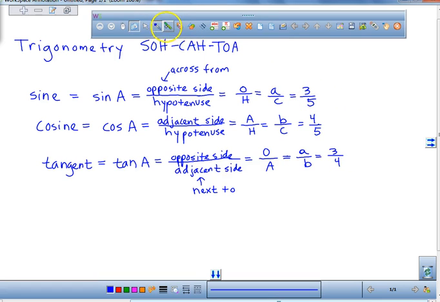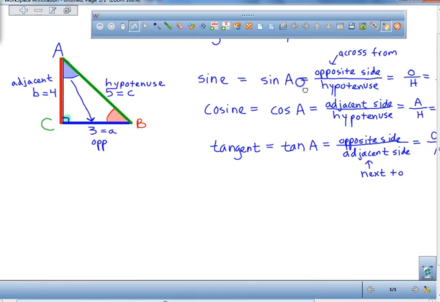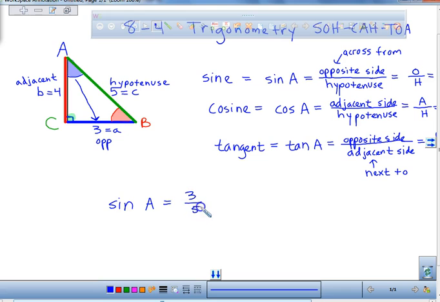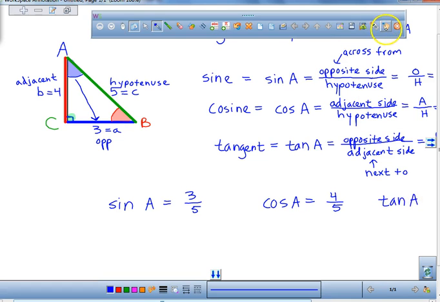Everybody, I'm going to highlight your ratios. Actually, I was boxing them. This is your ratio for sine. This is your ratio for cosine. This is your ratio for tangent. So I want you guys to write down right now, what was the sine of A equal to? It was equal to the opposite side over your hypotenuse, so 3 over 5. What about cosine? What was the cosine of A equal to? 4 over 5. And finally, what was the tangent of A? 3 over 4.